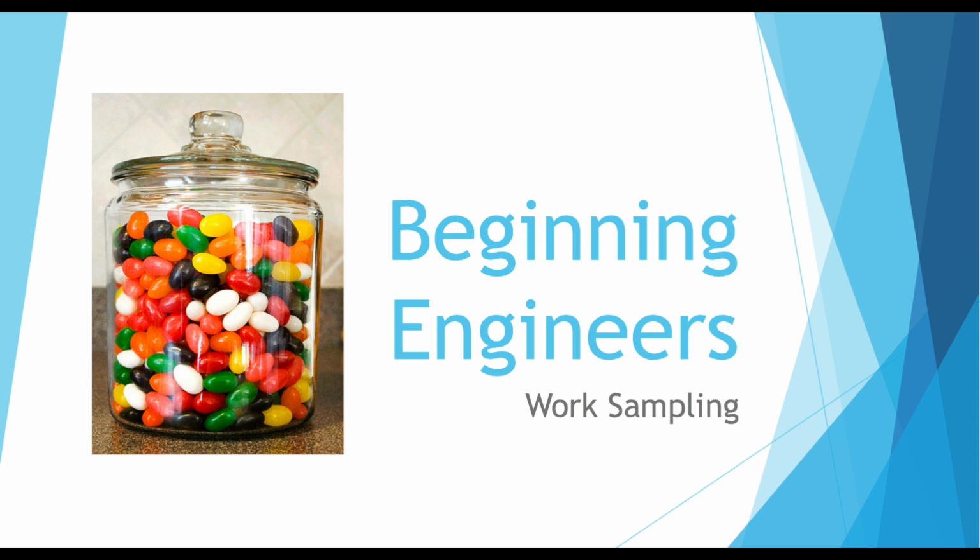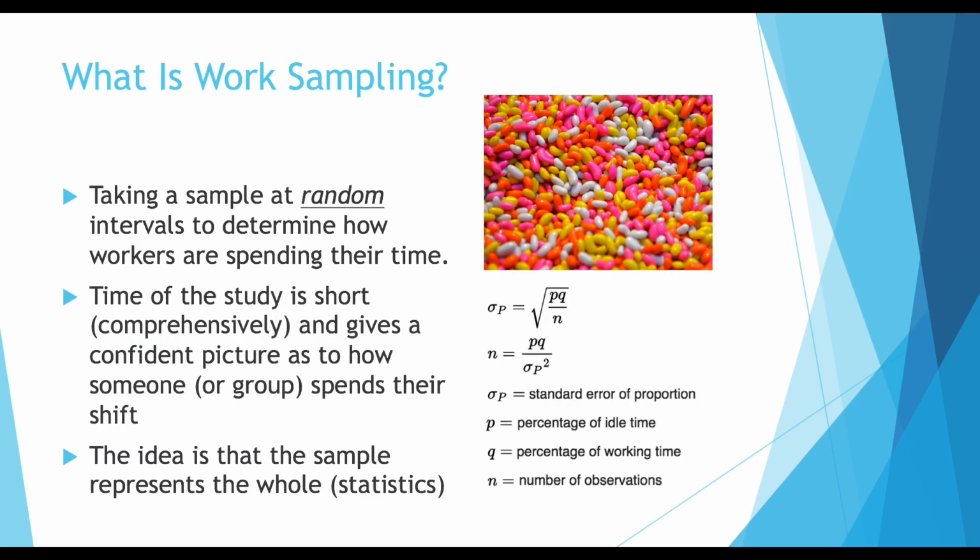Today, I'm going to be talking about work sampling. What is work sampling? Work sampling is taking a sample at random intervals to determine how workers are spending their time. It can be one worker, two workers, or many more. And it's key that the times you're taking these samples are random. Why random? Well, because work sampling is a sampling method. In order for it to be statistically significant, so for it to have value and be mostly correct, it needs to have an element of randomness to it.